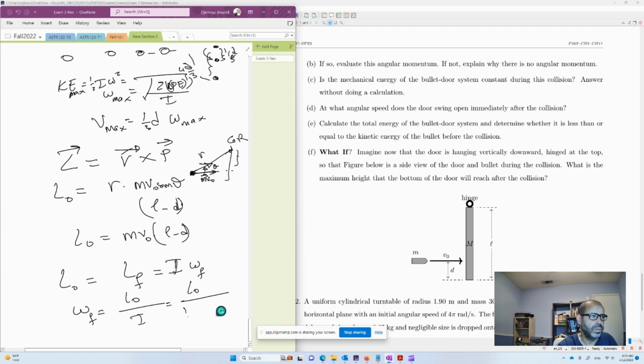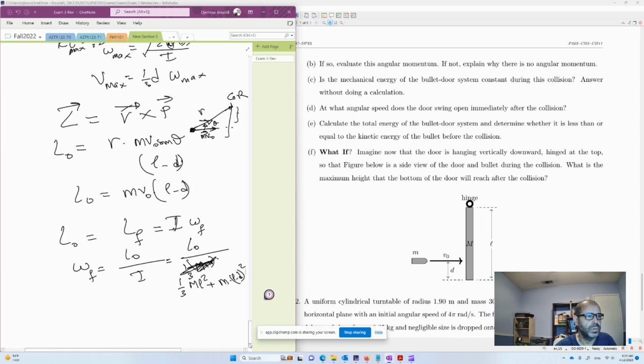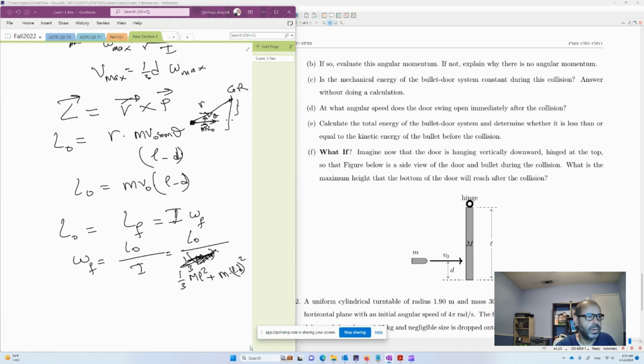So remember, I in this case is going to be 1/3 of the mass of the door plus that tiny bullet, if you like, times the entire length squared, and I have to be careful here, because the bullet is at a distance. So it's 1/3 of m times the entire length squared plus the mass of the bullet times the distance, which in this case is L minus d, squared. That's how far it is from the center of rotation, because I'm going to assume that the bullet is a point particle. So that is basically the formula for the final omega.